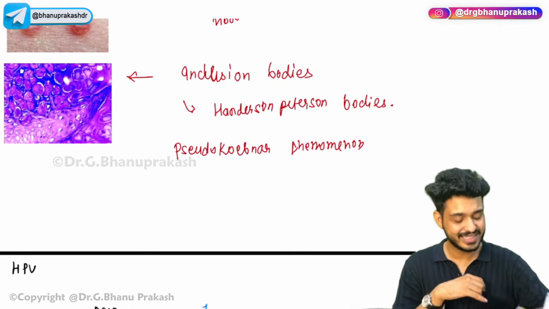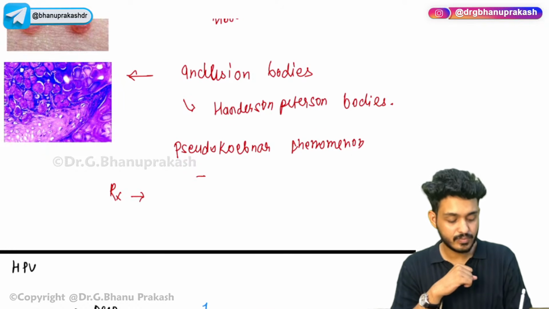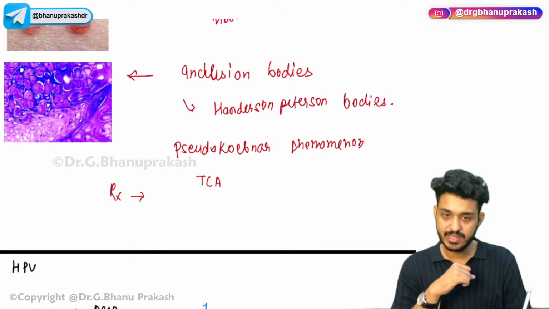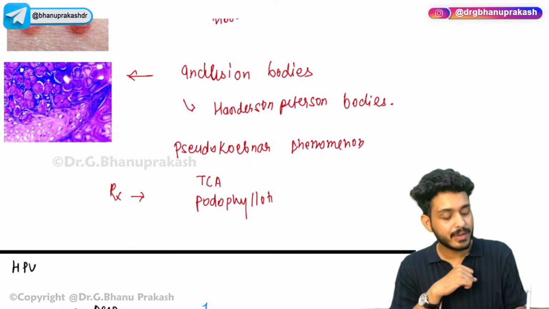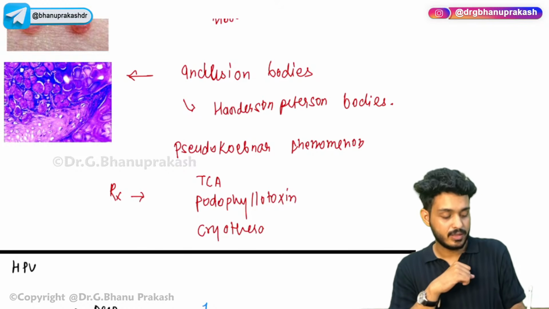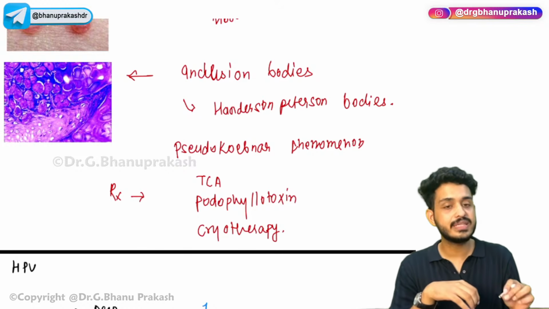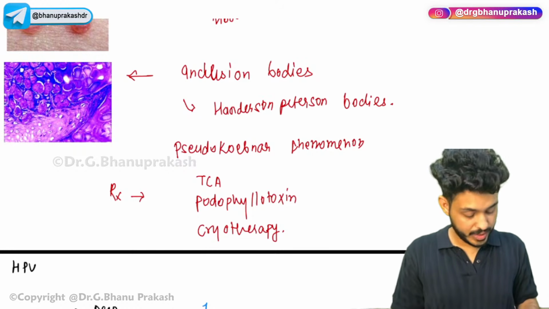When you try to treat this situation, tell me the treatment also, guys. What is the treatment? You can use trichloroacetic acid, you can use podophyllotoxin, and you can also use cryotherapy, okay. By liquid nitrogen, you can just freeze the lesion, that is cryotherapy. You can also use imiquimod, okay.